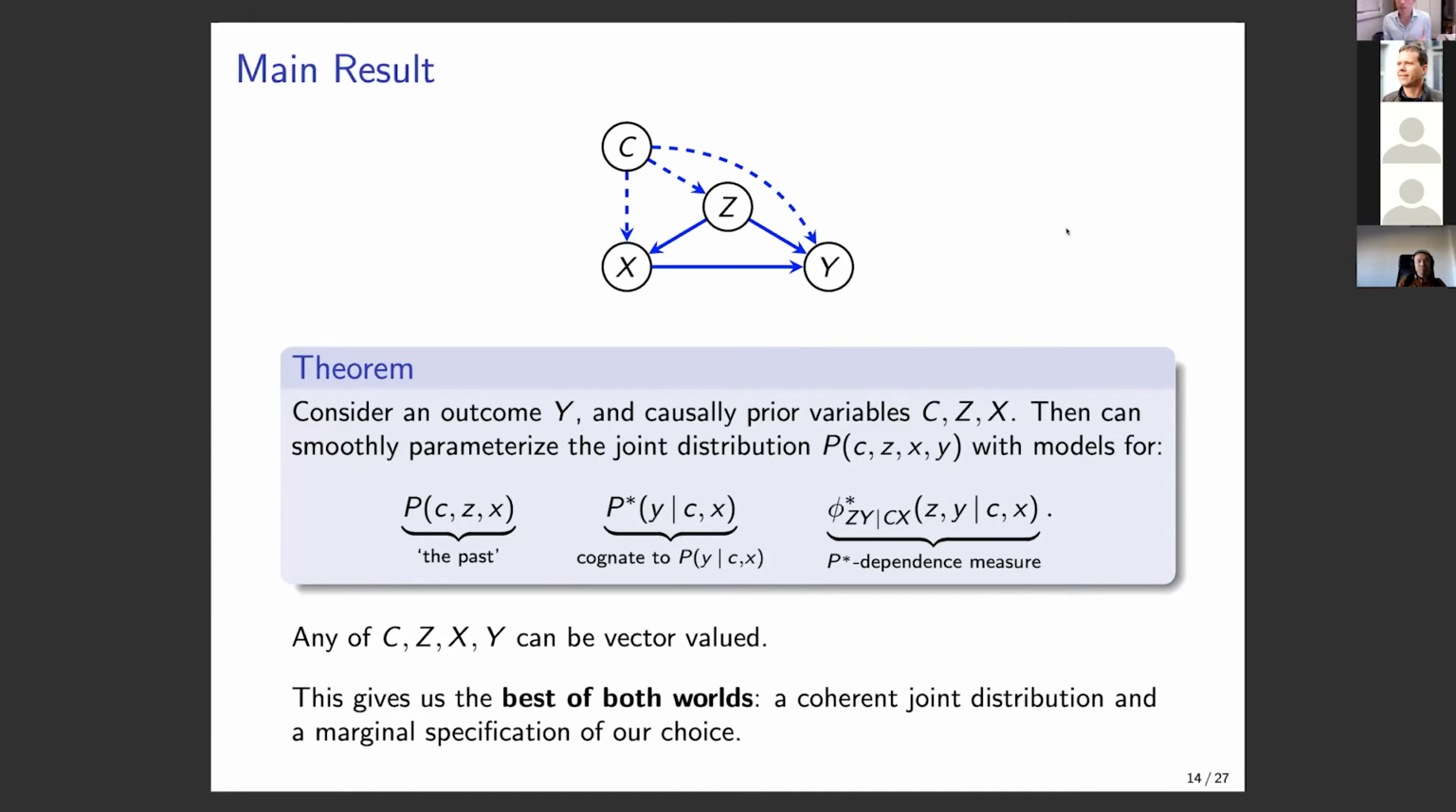So this gives us exactly what we want. We've got a coherent joint distribution, P, which we can construct, and we're dividing it into three pieces, one of which is exactly what we want to model.